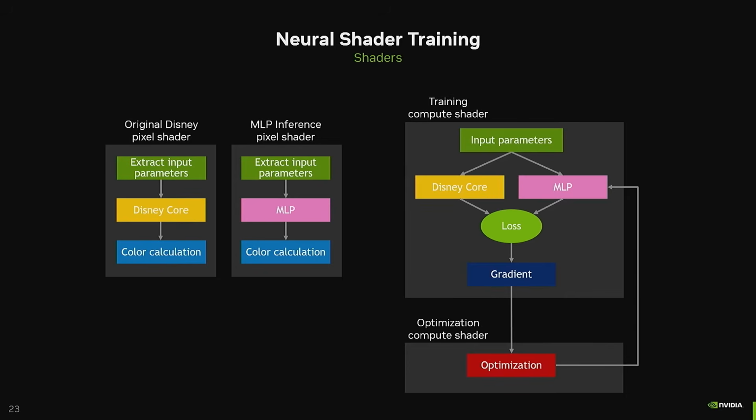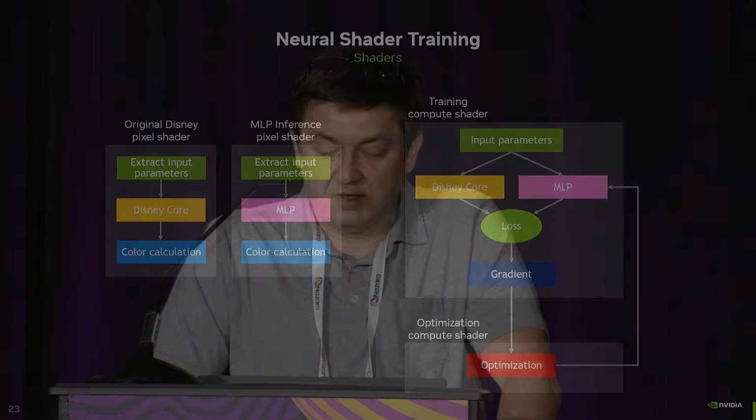And in the training compute shader, we use input parameters that are generated using just a random generator. We run the same code for the Disney shader and for the MLP, calculate the loss function, accumulate gradient values, and do optimization at the end in a separate compute shader. And this is it for my part. Thank you very much. Felix.